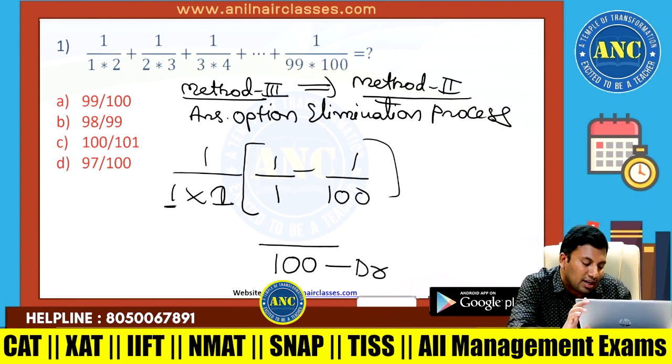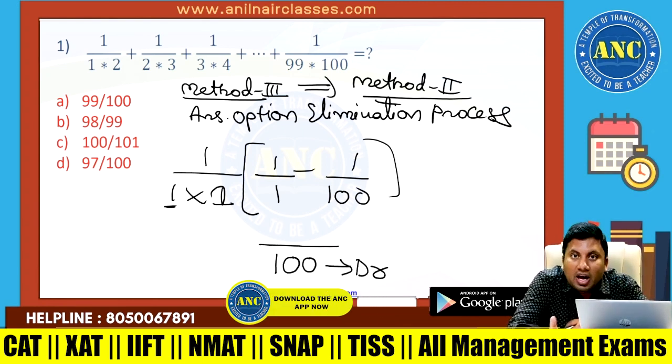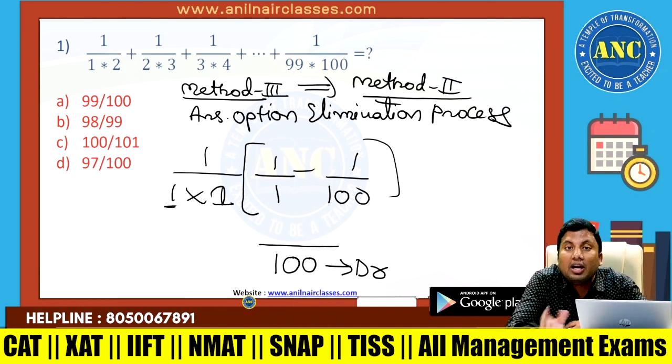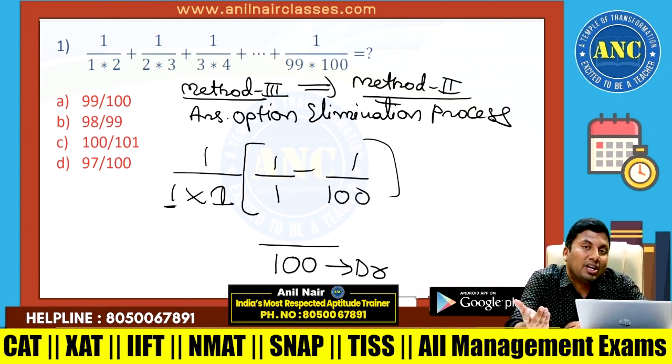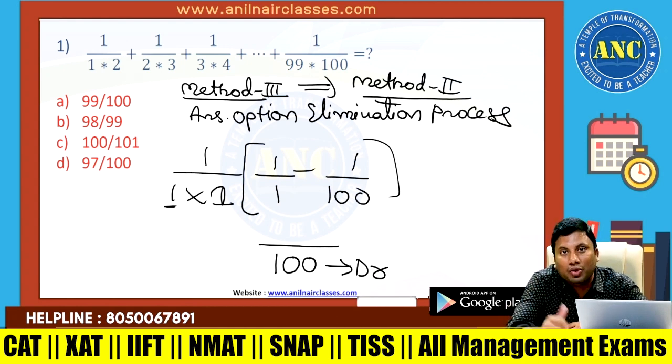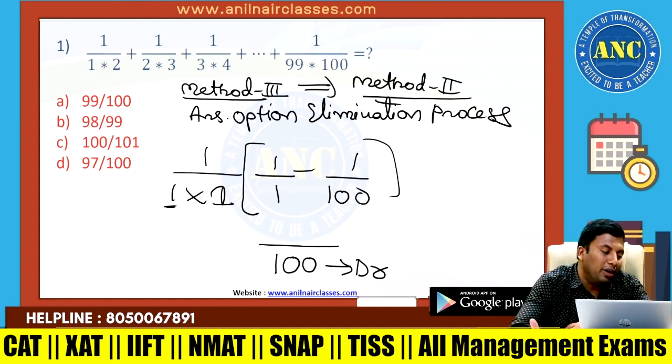The denominator in the answer should either be 100 or a factor of 100 if the fraction is not in condensed form. 2 by 4 can be 1 by 2, 2 is a factor of 4. 3 by 6 can be 1 by 3, 3 is a factor of 6. The denominator should be a factor of 100, or it could be 100 only.